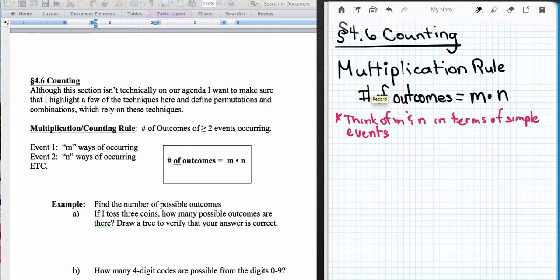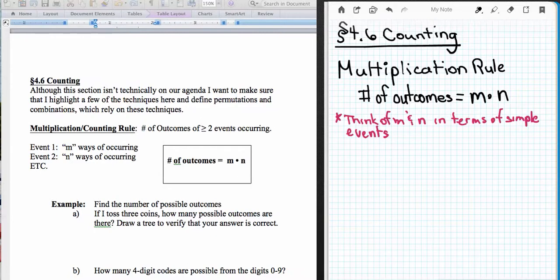Alright, section 4.6 of Triola's book is about counting. So the first rule in counting is called the multiplication rule or the counting rule. By some multiplication, by others counting. I like to just refer to it as the counting rule, and what we're trying to count is the total number of outcomes in two or more events that are occurring simultaneously. So what we're counting is these number of outcomes based upon the number of ways that each event can occur.